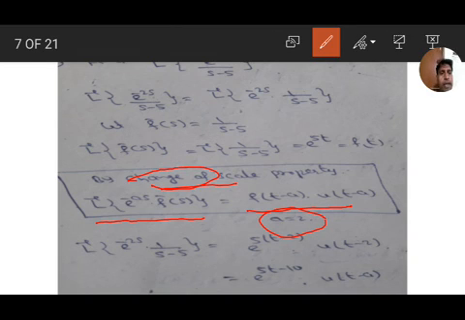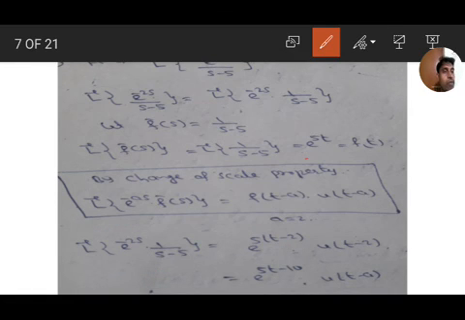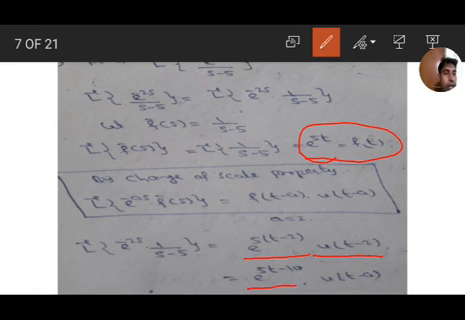e to the power of minus 2s into e to the power of minus as, so a equal to 2. That is, we get L inverse of e to the power of minus 2s into 1 by s minus 5 equal to e to the power of 5, in the f of t substitute t minus 2, so e to the power of 5 into t minus 2 into u of t minus 2. So 5 into t, 5t, 5 into 2 is 10, e to the power of 5t minus 10 into u of t minus 2. Okay, this is the answer.